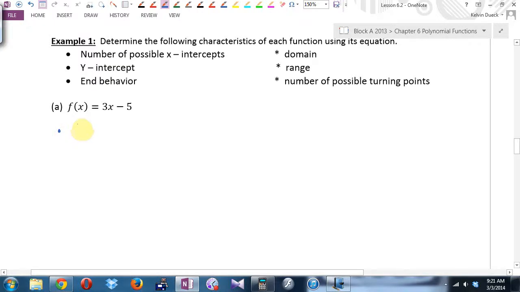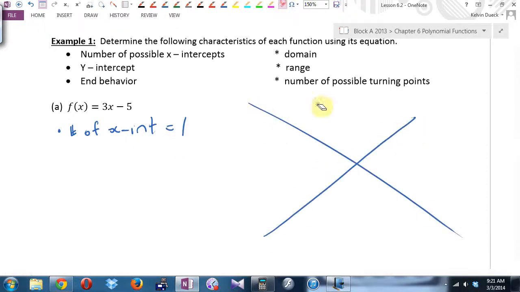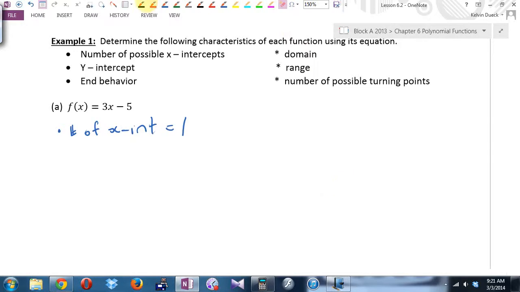So how many possible x-intercepts are there? Right? Because it's either going to do this or it's going to do that, but it's got to cross the x-axis somewhere. What about the y-intercept? -5, yes?